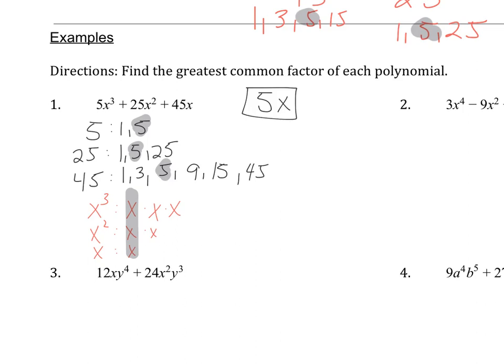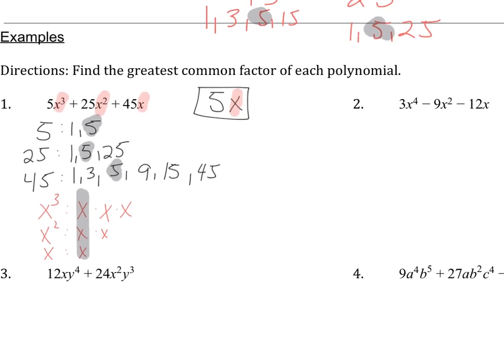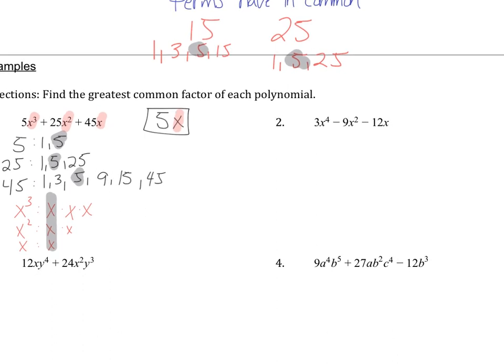Kind of a shortcut I like to think about for the variables: if you're looking at each variable separately, I have x to the third, I have x to the second, I have x. If you look at the one with the least exponent, that is the one that's going to be part of your greatest common factor. So let's look at another example to go over that again.